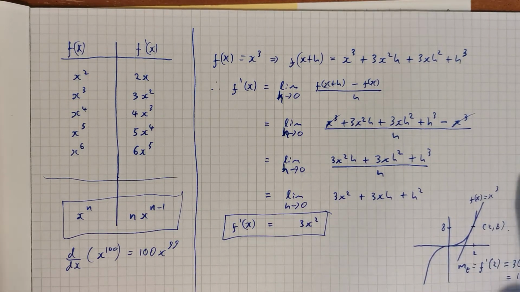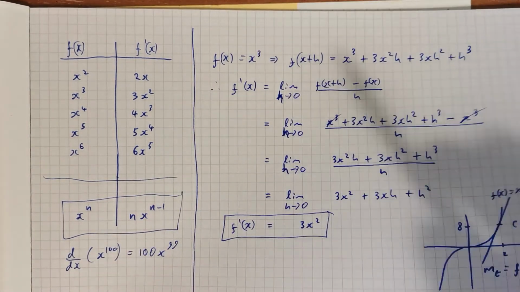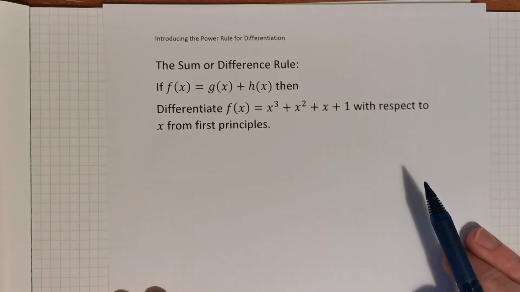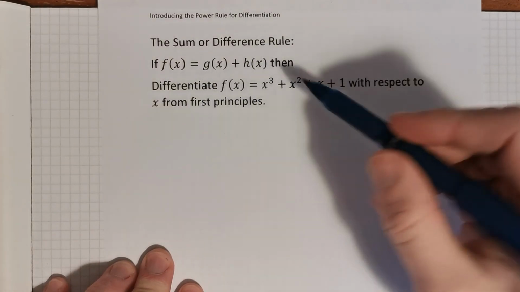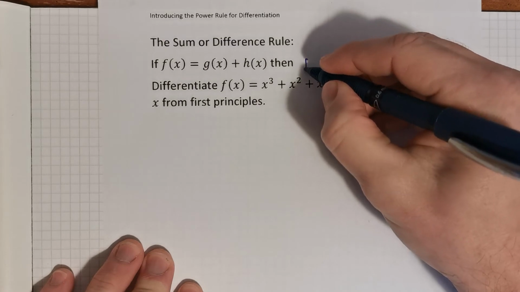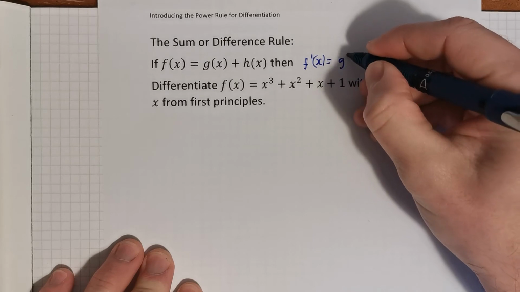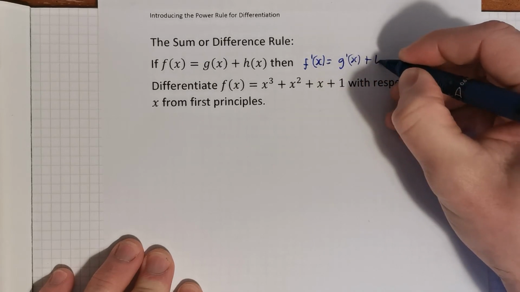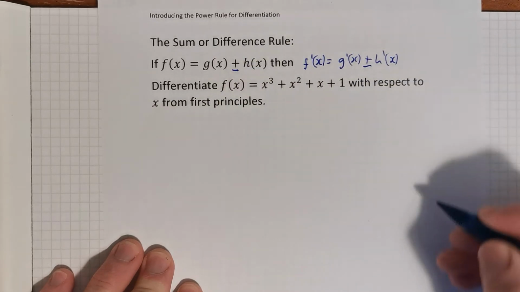Okay. So let's look at that in action, and let's introduce a couple more rules that are really just very simple. The first one is called the sum or difference rule for differentiation. And it says this. If f of x is equal to the sum of two other functions, g of x plus h of x, then f prime of x, the derivative, will just be equal to g prime of x plus h prime of x. And again, that's not just plus. If that was a subtraction, it would be the same thing.